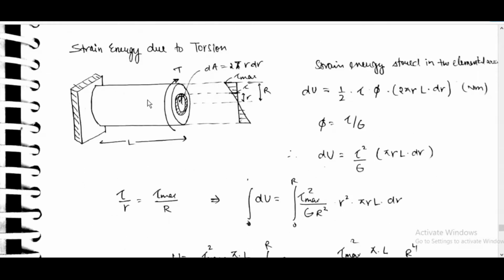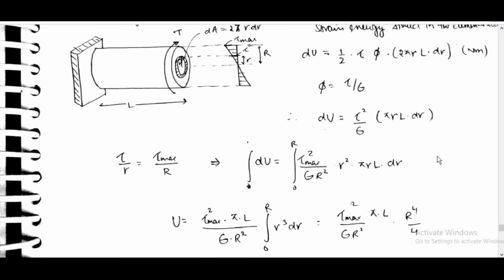Strain energy due to torsion. Torsion T applied. The strain energy stored in the elemental area dU is equal to half tau into gamma into 2 pi r L dr. dA is equal to 2 pi r along the length, so 2 pi r L dr is the volume. Gamma is equal to tau by G. dU is equal to tau square by G into pi r L dr.